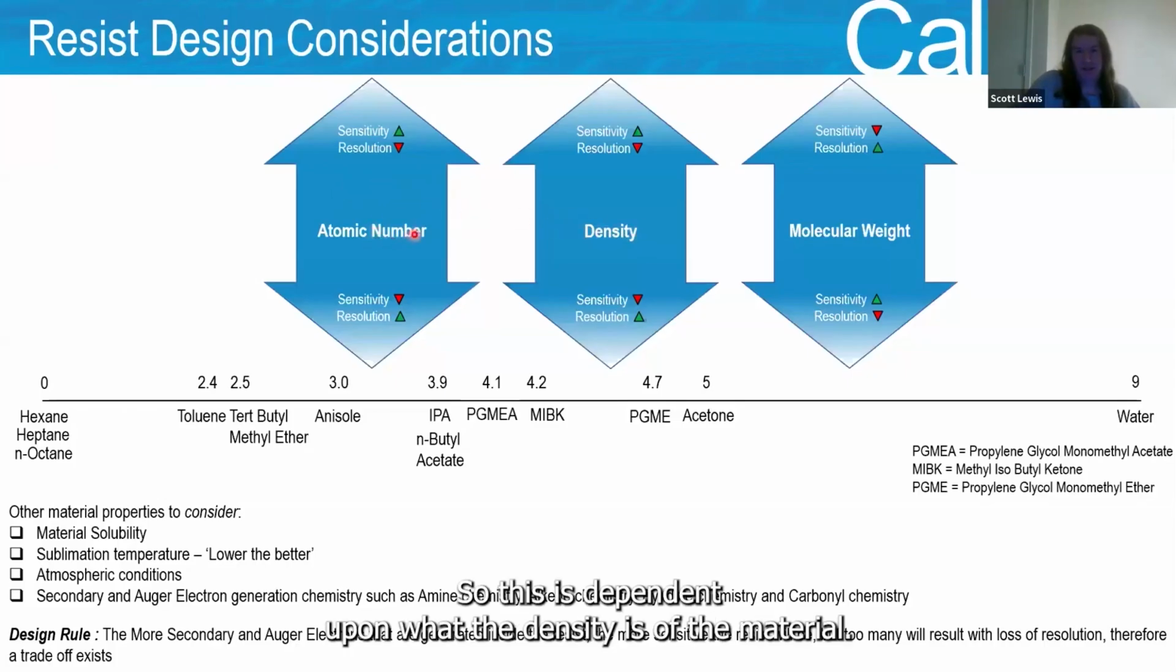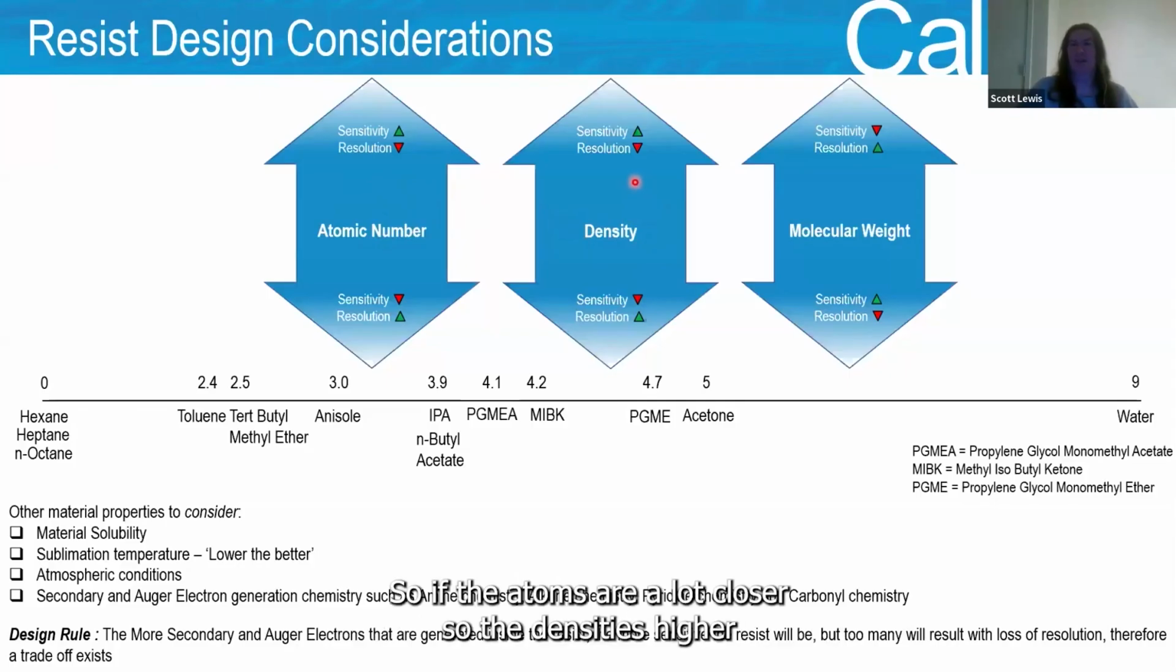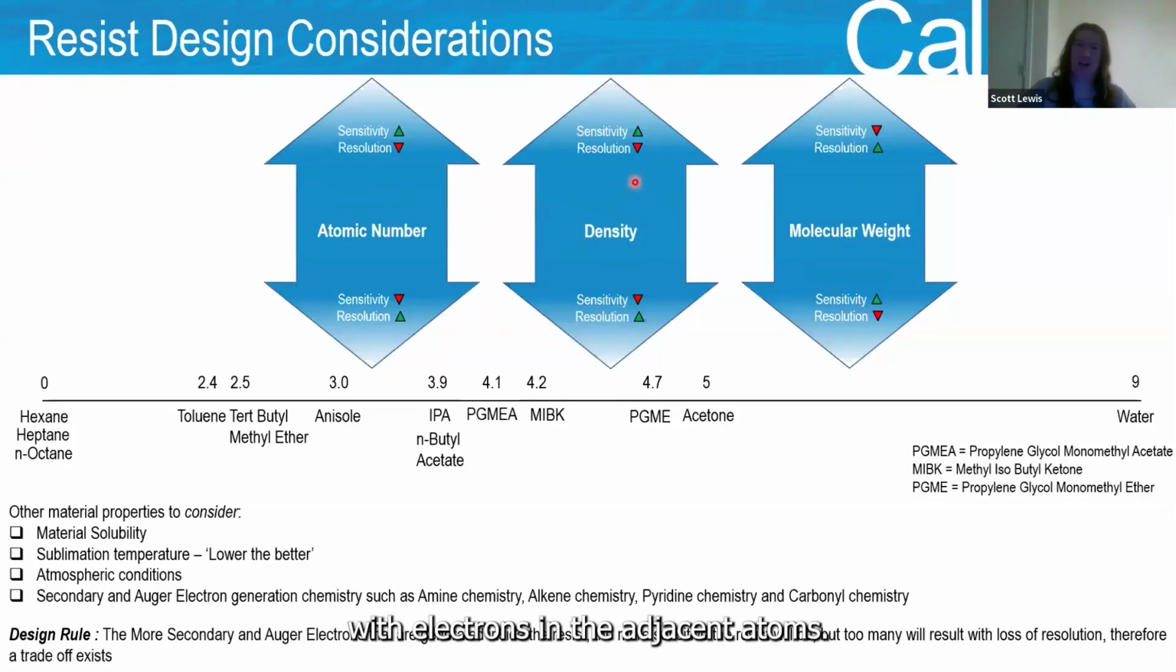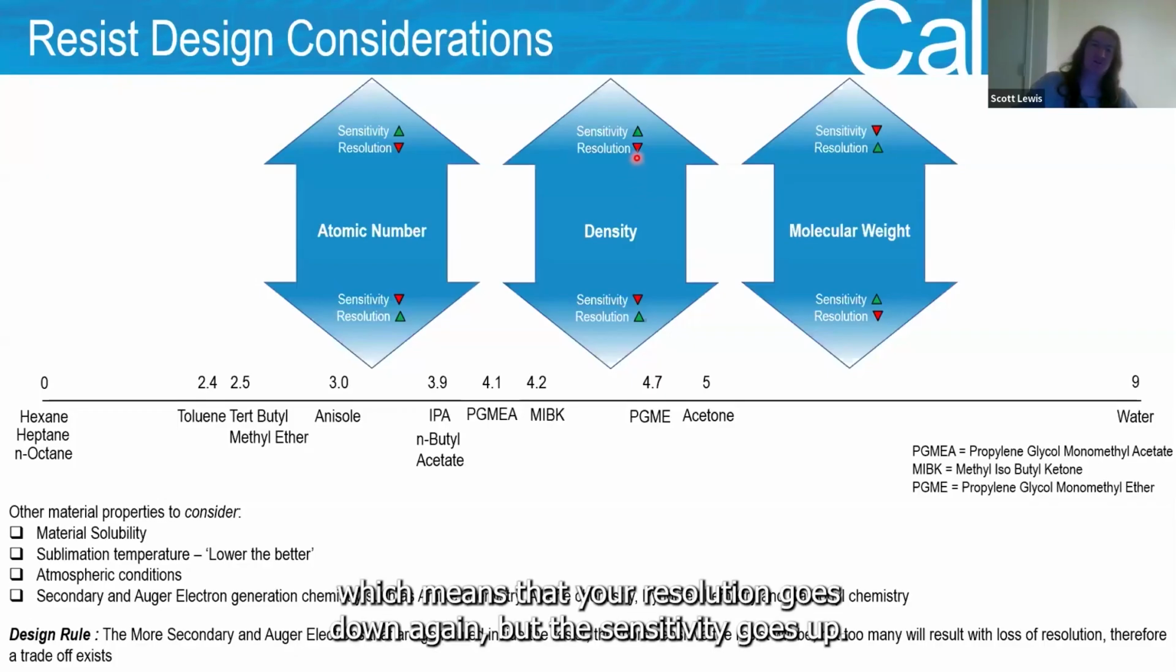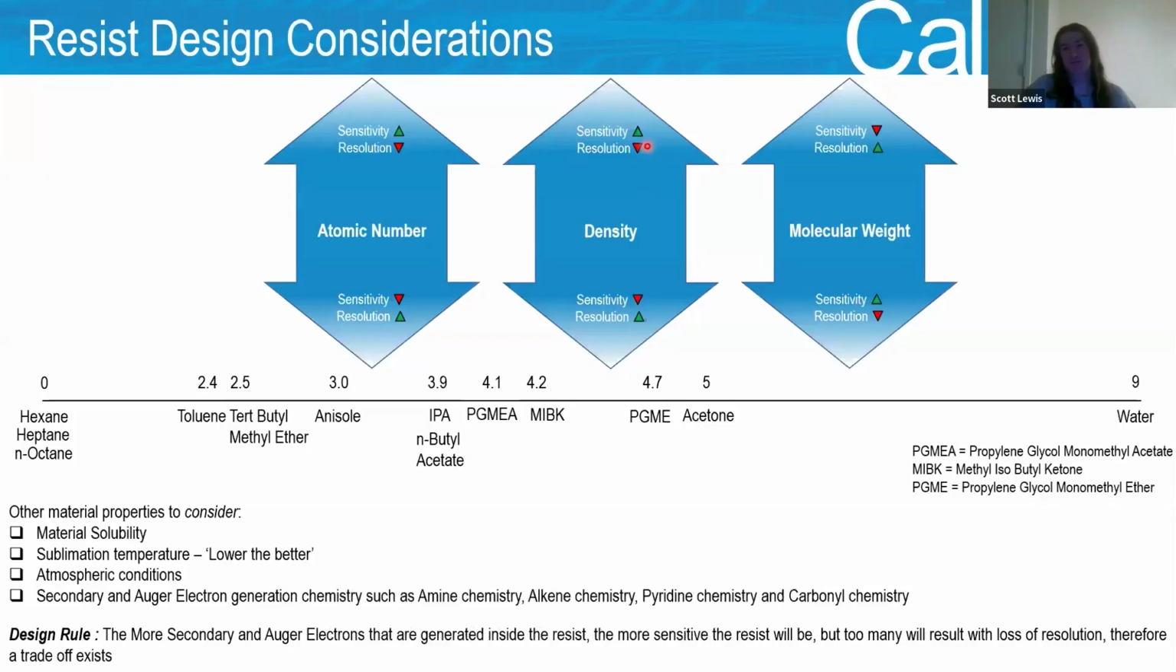This is dependent upon the density of the material. If the atoms are a lot closer, so the density is higher, it means the probability is higher that when the electron scatters, it can collide with electrons in the adjacent atoms. So you can generate a lot more secondary electrons, which means that your resolution goes down again, but your sensitivity goes up.